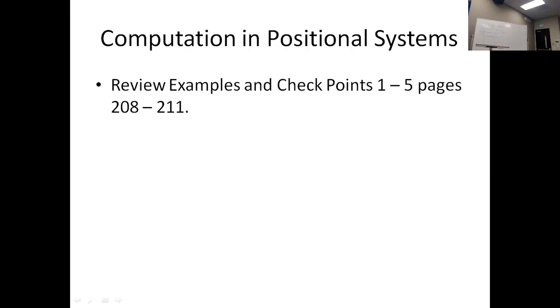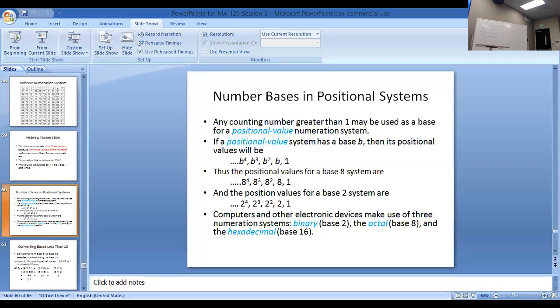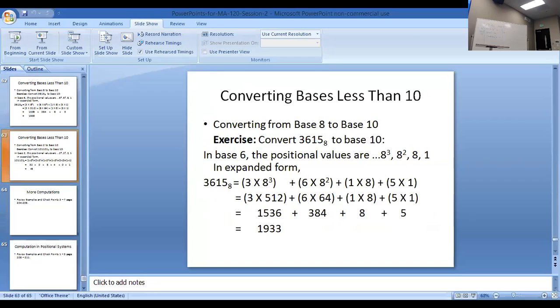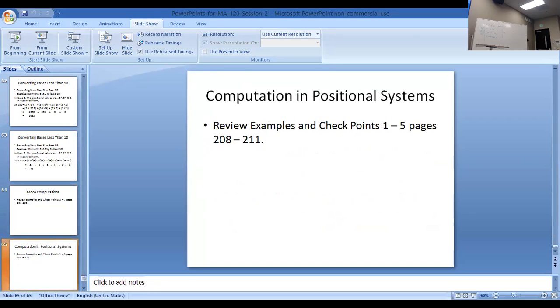Okay. Check page 208. Yeah, same thing. We already did that. Oh, I think I was on the wrong page. Okay, actually, we are done.